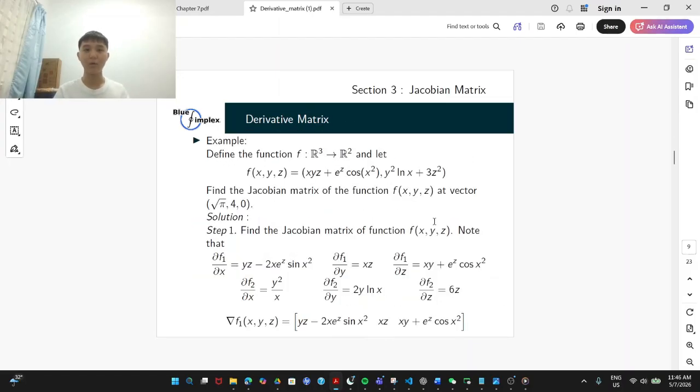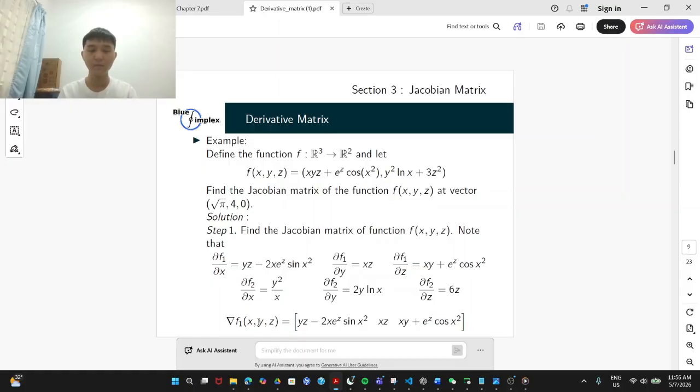Let me give an example. Define the function f from three-dimensional to two-dimensional, given by this. Find the Jacobian matrix of the function f at the vector (square root of pi, 4, 0). The first step is to find the Jacobian matrix of the function f(x, y, z). Note that we want to find the gradient of the first component, which is similar to the previous example. The gradient of the second component is just the partial derivatives with respect to x, y, and z, and then we get this answer.